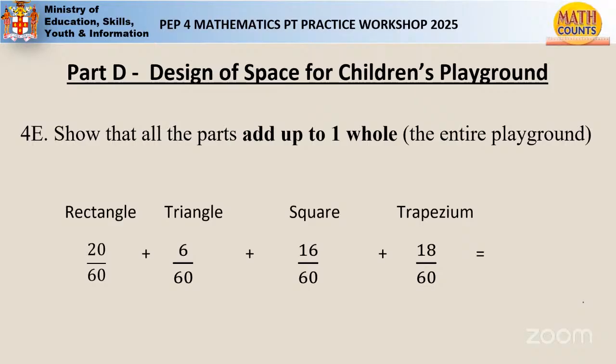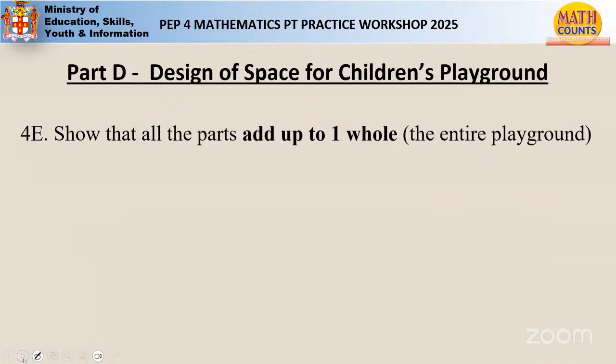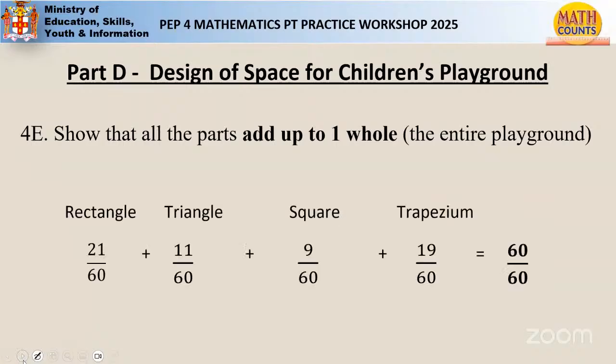60 out of 60. Awesome. So when we add all of these fractions, what we are supposed to get is 60 out of 60, which will give us our 1 whole. And this is another way for the second setup, and we would have gotten the same thing.